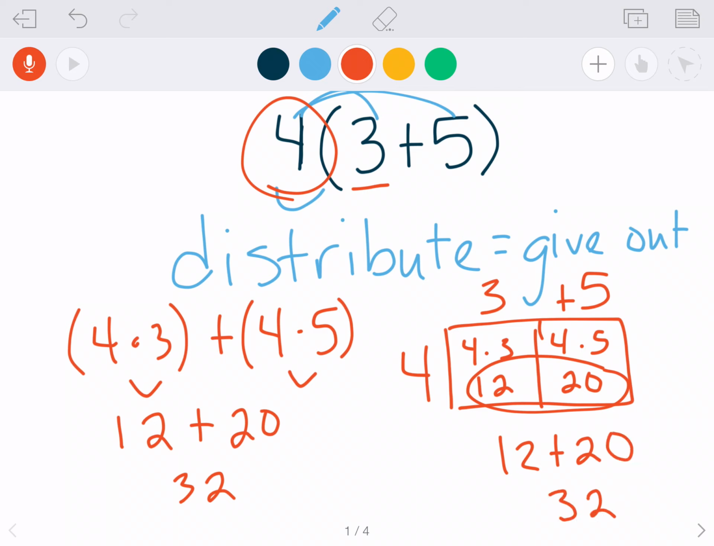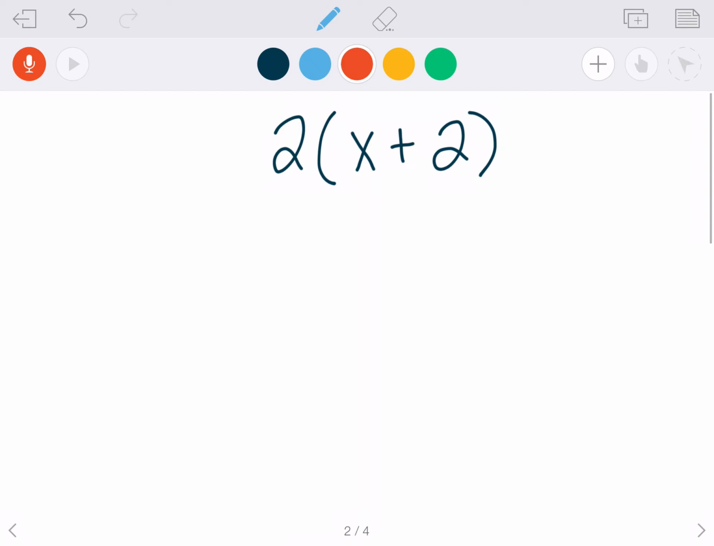So you may have learned either of these methods. Either one is perfectly fine, but for at least this, we're going to learn with the area model, okay? So I have this expression, 2 times x plus 2. I know, typically we would simplify the parentheses, but we can't put these terms together because they are not like terms. If you remember, like terms are terms that have the same variable, or they are both constants, meaning they're just numbers. So what we're going to do is draw an area model for this.